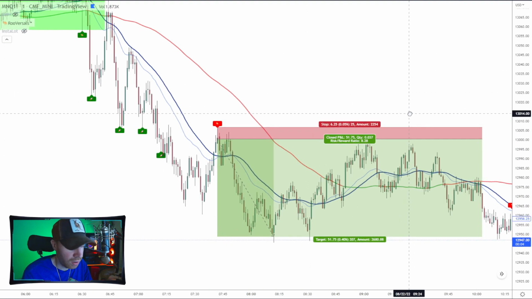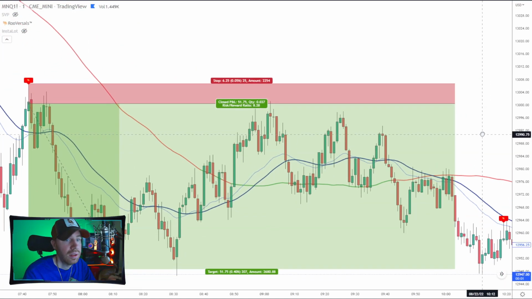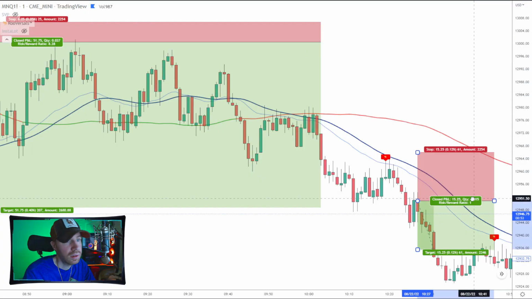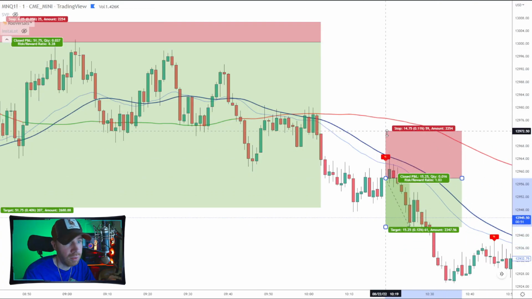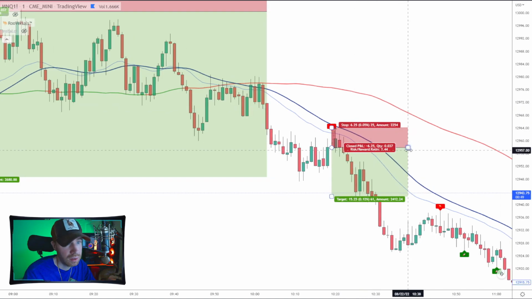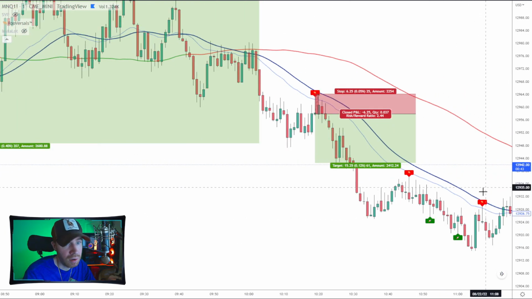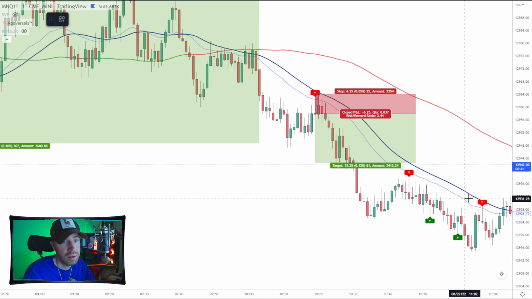But let's say you're looking for continuation entries. We have another one right here. So what are we going to do? We're going to enter another sell and we're going to put stops on the wicks. And once again, we're going to hold. We're going to hold until the moving average crossover, which we had one right here.